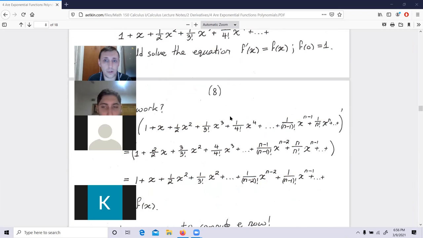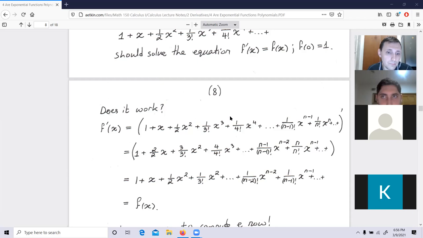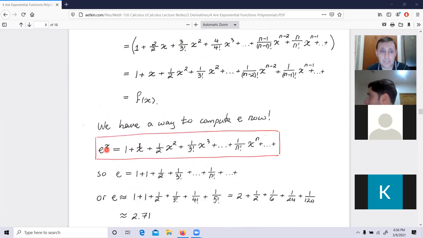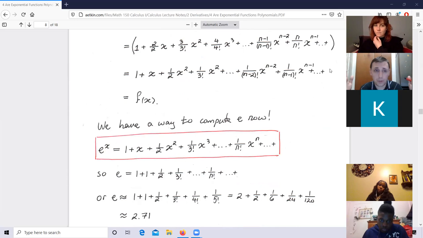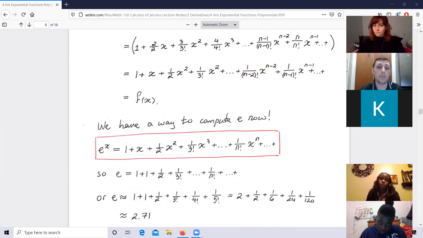Now, let's look for a second, guys. Look at it. We found only one polynomial, so there is only one function that at 0 equals 1 and its derivative is itself. Why do I think it's one function? Because here is the formula for that function, you see? That formula cannot be equal to two functions. Therefore, that must be e to the x. Do you understand what I'm saying, guys? It must be e to the x, right? e to the zero equals one. It has to be e to the x.